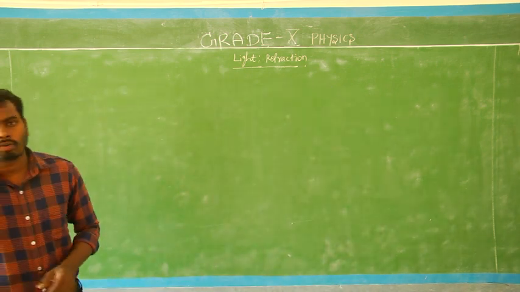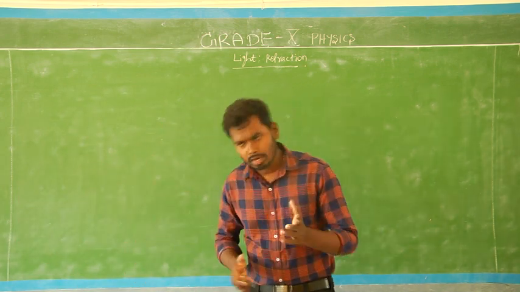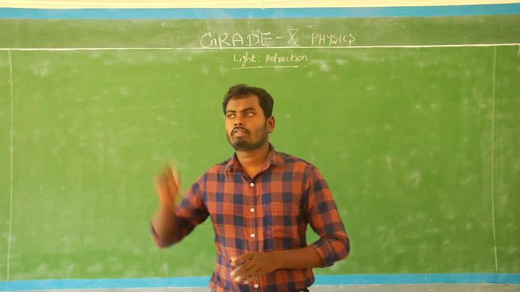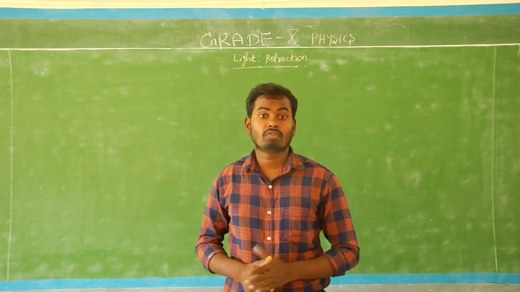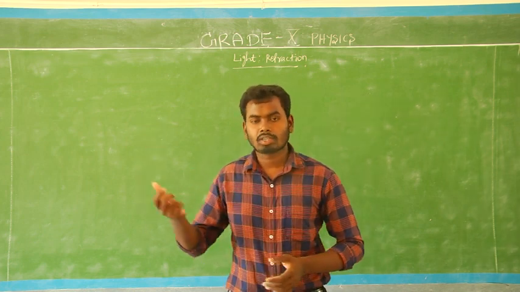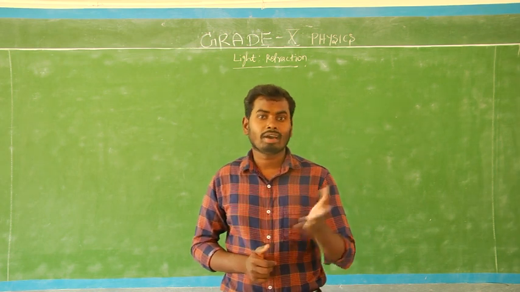The second law of refraction is also known as Snell's law. So what is Snell's law? The ratio of the sine of the angle of incidence to the sine of the angle of refraction is constant for a given pair of media. That is called Snell's law, also known as the second law of refraction.